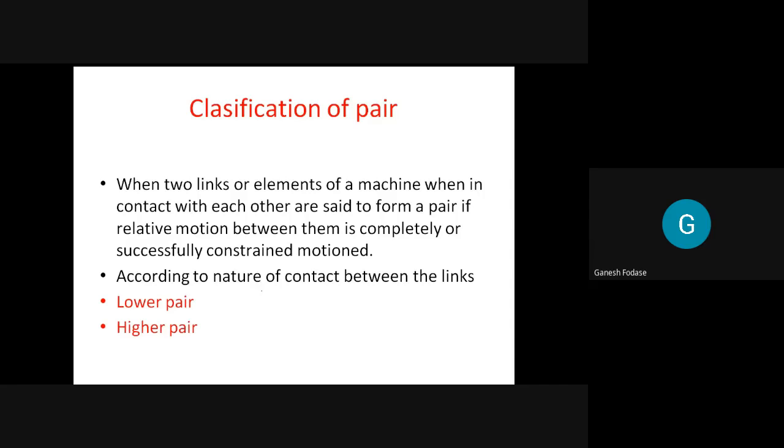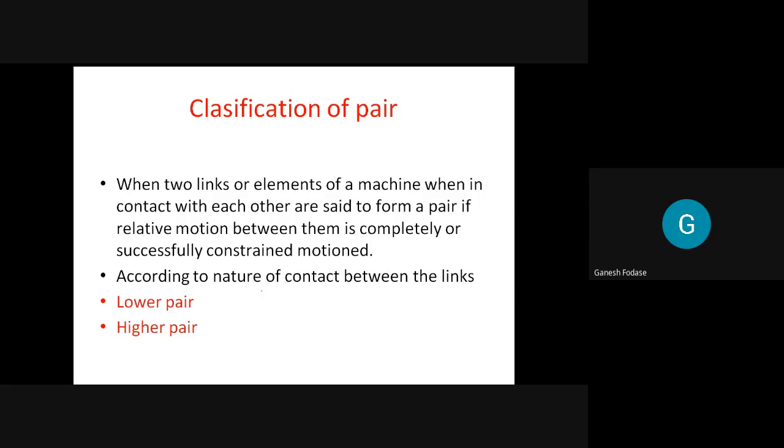Now we'll talk about a pair. When two links or elements of a machine are in contact with each other, they are said to form a pair if the relative motion between them is completely or successfully constrained motion. Now you may be confused why, sir, you took the concept of constrained motion earlier, because I want to explain here. When you are going to define pair, kinematic chain, mechanism, you must know what constrained motion is.